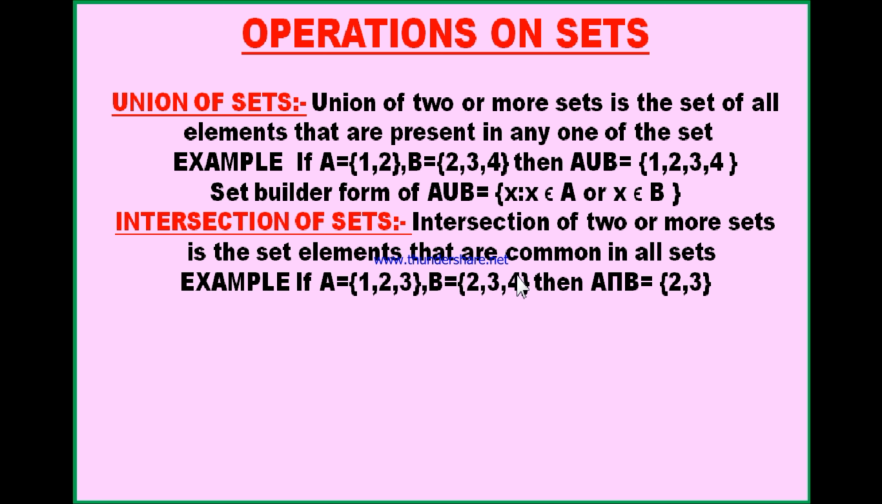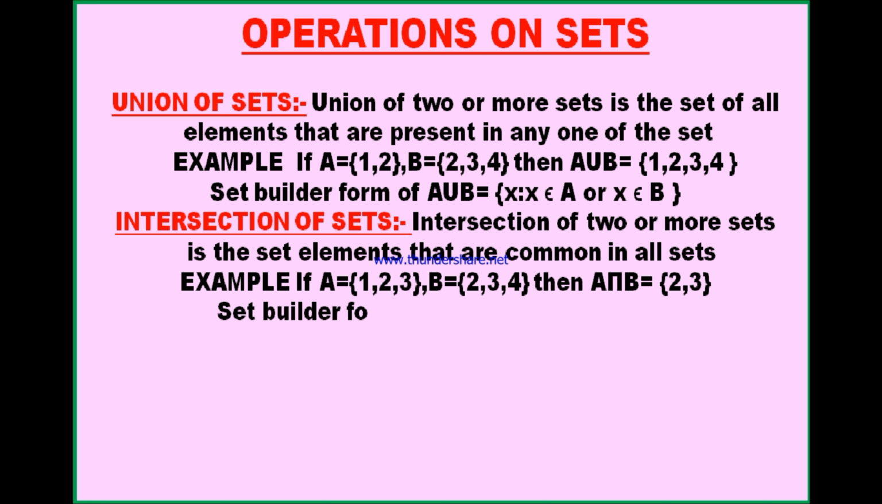Now we have to list out the elements that are present in both the sets, which are common elements in both the sets. Now what are common in both the sets? The element 2 is in A and also in B. The element 3 is in A and also in B. Therefore, only the elements 2 and 3 are present in both the sets, and A intersection B is equal to set 2, 3. Students, is it clear now?